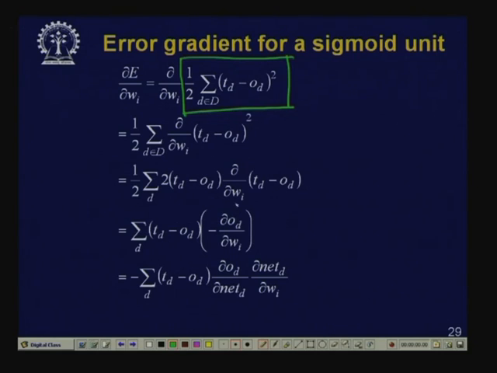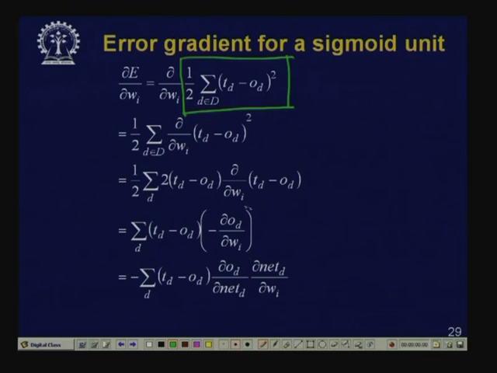Then what is del del Wi of Td minus Od? It is minus del Od by del Wi, because Td does not depend on the Wi. Od depends on Wi. How? Because Od is obtained by doing the summation and then the sigmoid. So, we have sigma summation over d of Td minus Od into del Od by del Wi.